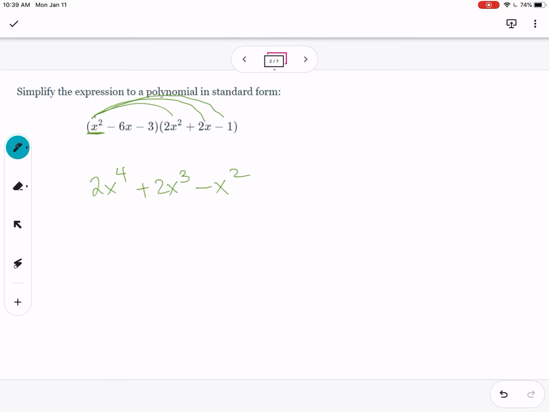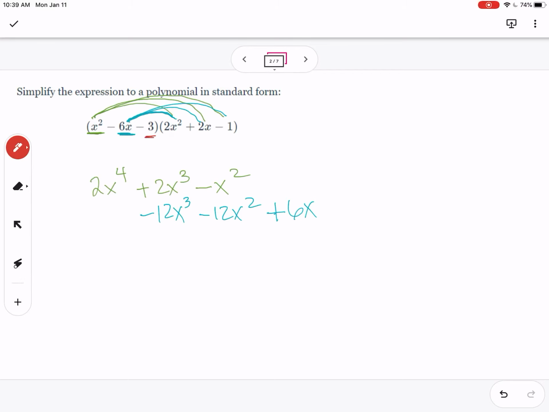Let me switch colors and now distribute this one. -6x. I've got to make sure I pay attention to that negative so I don't make any mistakes here. So -6 times 2x squared is a -12x cubed. -6 times 2x is a -12x squared. -6 times -1 is a positive 6x.